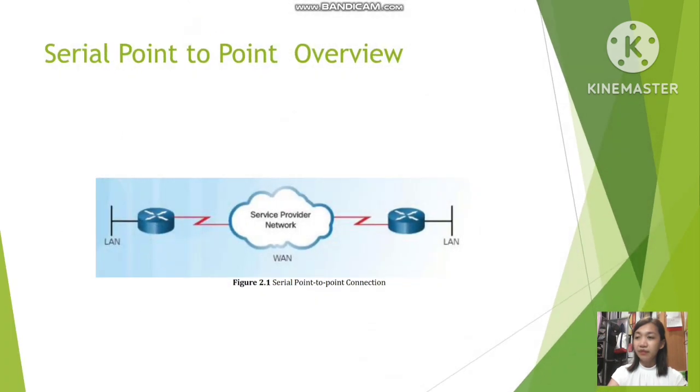So here, we have the serial point-to-point overview. The common type of WAN connection is the point-to-point connection. As shown in this figure, point-to-point connections are used to connect LANs to service provider WANs and to connect LAN segments within an enterprise network. A LAN to WAN point-to-point connection is also referred to as a serial connection or leased line connection. This is because the lines are leased from a carrier and are dedicated for use by the company leasing the lines.